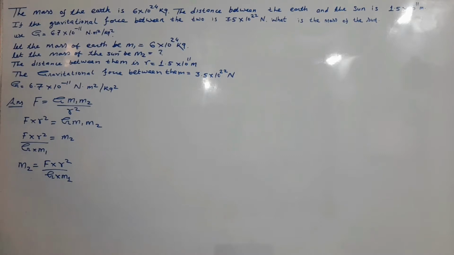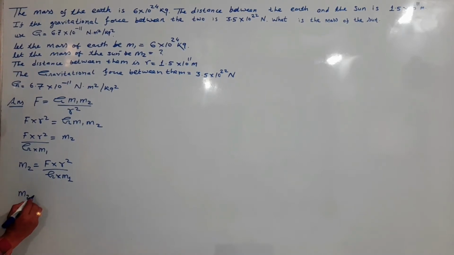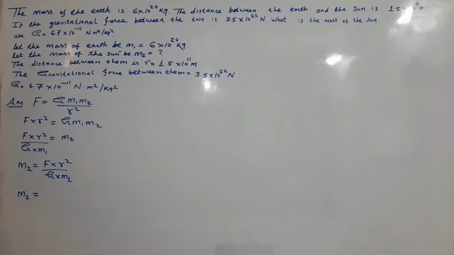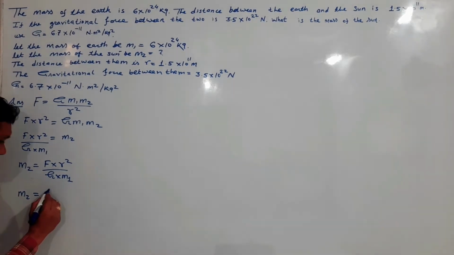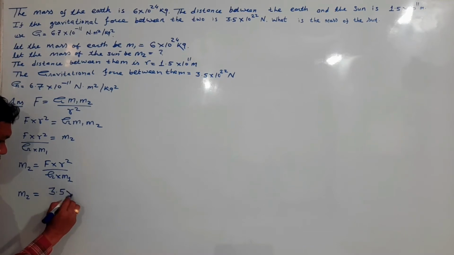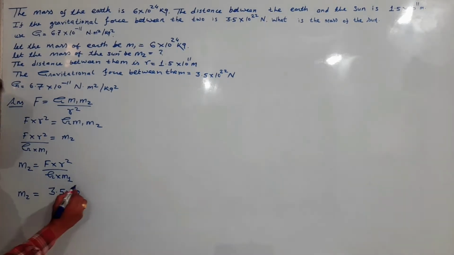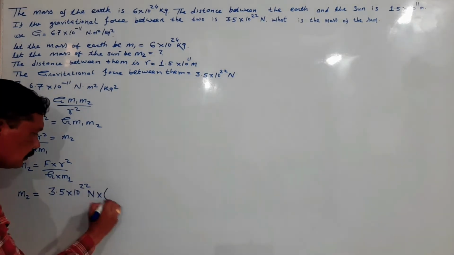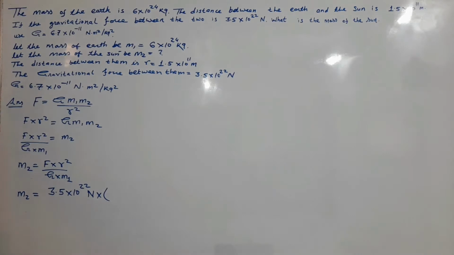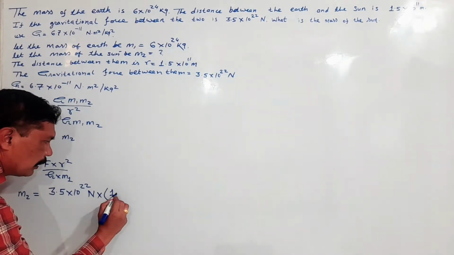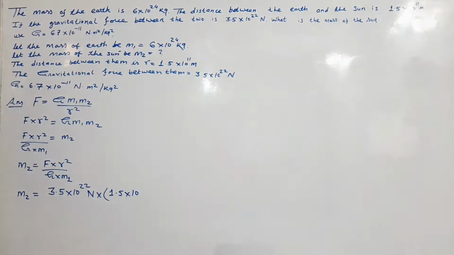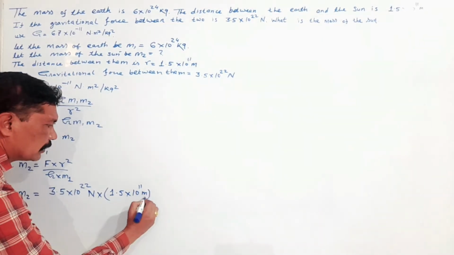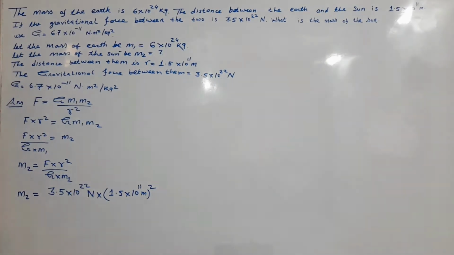Now my dear student, let's put the values. m2 is equal to force is given. The gravitational force between them is 3.5 into 10 to the power 22 Newton into r square is given. But what is r? The distance between the Earth and the Sun, and the distance between the Earth and the Sun is 1.5 into 10 to the power 11 meter square.